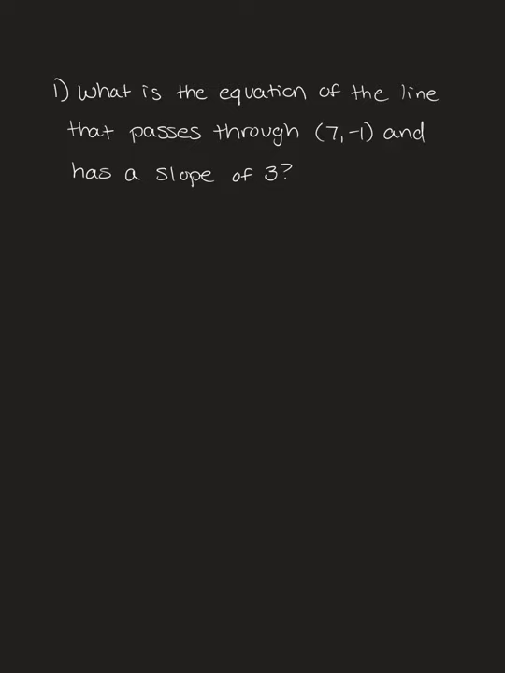Let's go through our first example. What is the equation of the line that passes through 7, -1, and has a slope of 3? So first thing you need to notice is that you're given a point and a slope. So that means you can write it in point-slope form, which is y minus y1 is equal to m times x minus x1. So the 7 here is your x1. The -1 is your y1. So your slope is also the 3, that's your m. So those are the only things that get replaced here.